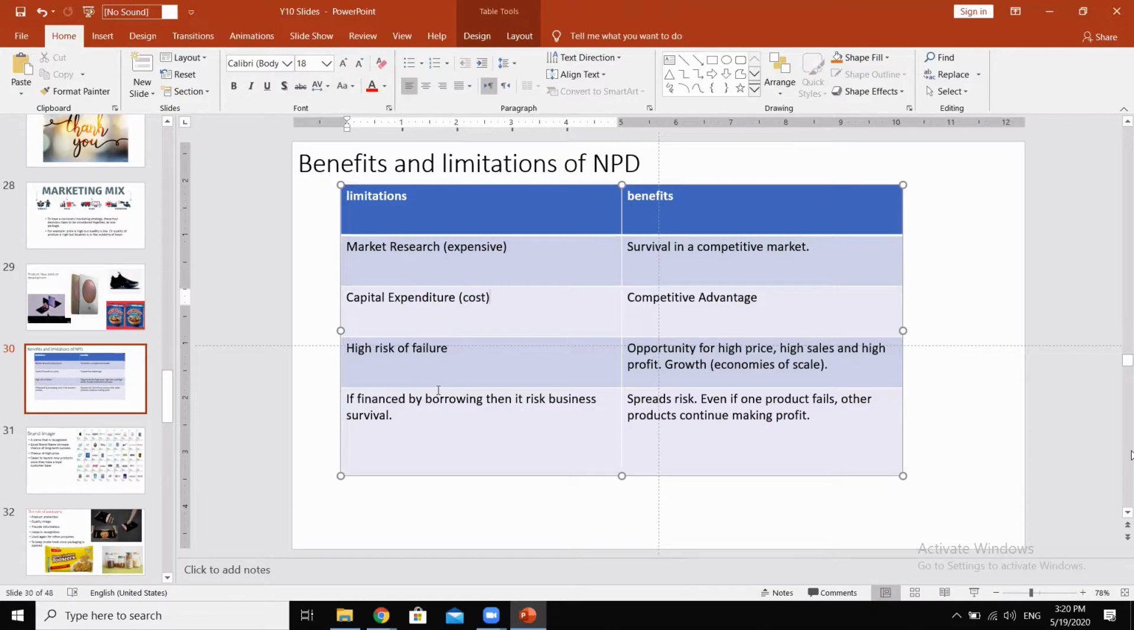Okay, and the last one says, if Elon Musk borrows money for that new business and it fails, well, how do you repay all the money that you borrowed? So the idea is that it's not only your business that could end up in ruin, you might end up in ruin as well as the entrepreneur who took the great risk. But there are benefits, obviously.